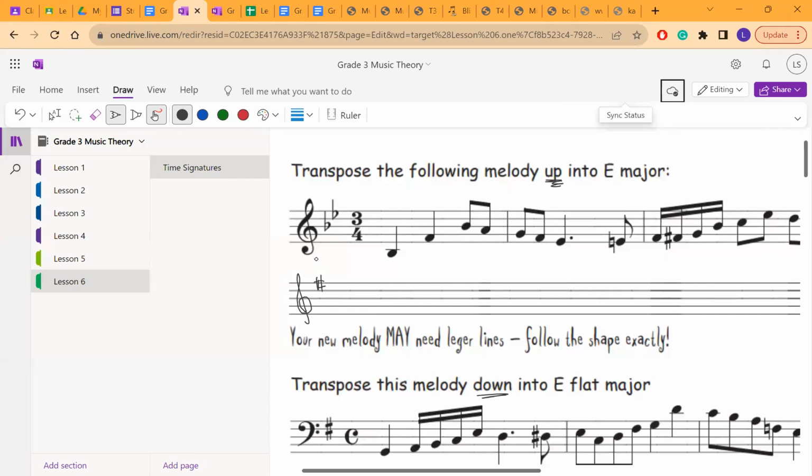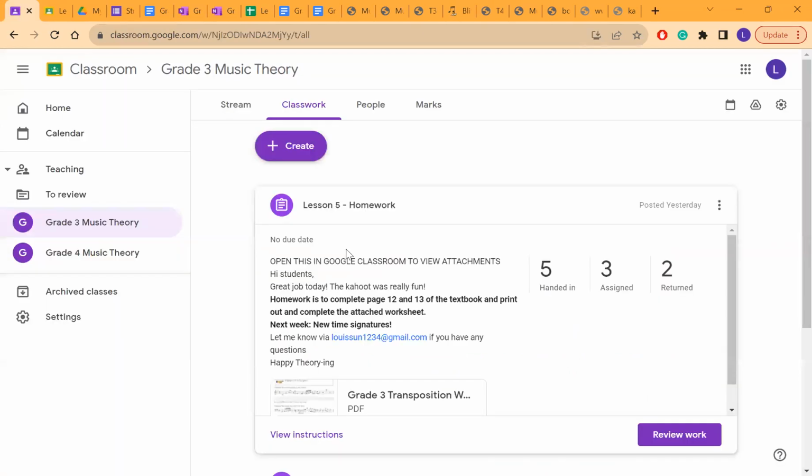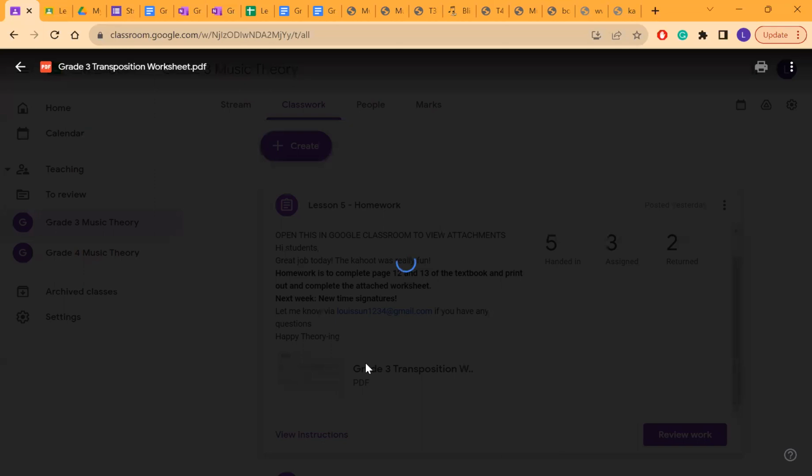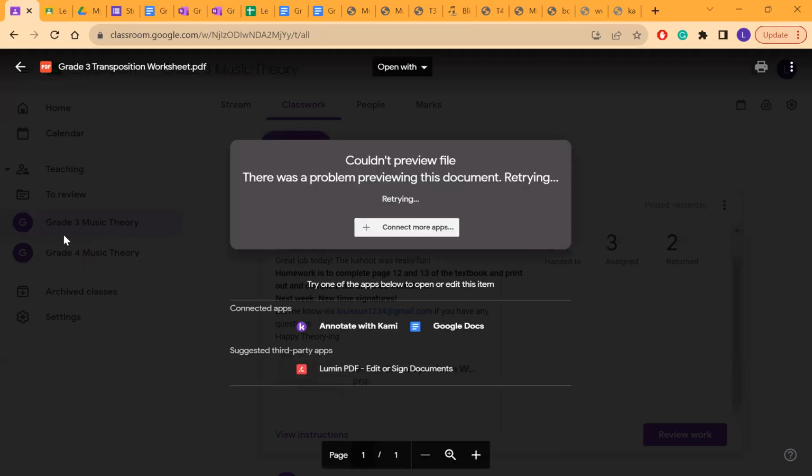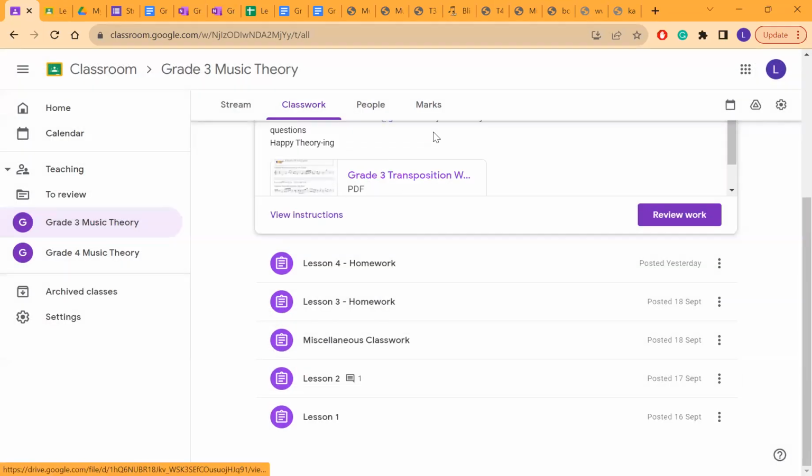This was the printed out worksheet. This was the worksheet I printed out. This one on Google Classroom. The one that was attached on Google Classroom. The PDF. You know, you didn't print that out.